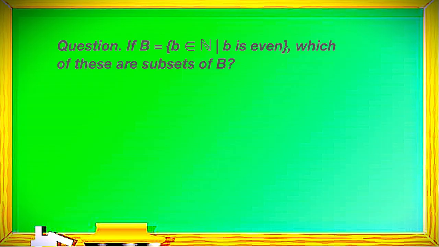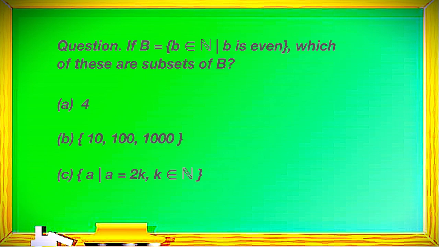If B equals the set of little b in the natural numbers such that b is even, which of these are subsets of B? A, 4, B, the set containing 10, 100, and 1000, or C, the set containing a such that a is equal to 2k, where k is in the natural numbers? Well, 4 is an element of B, but not a subset. It's really easy to get mixed up between elements and subsets, but a clue is that the word subset contains the word set, and subsets are always sets themselves.